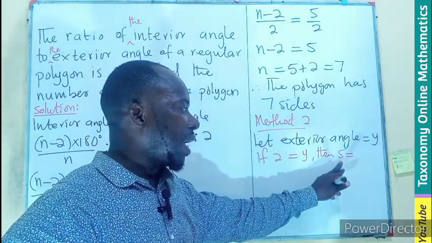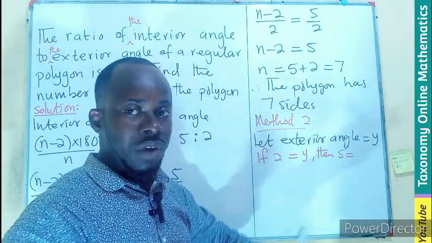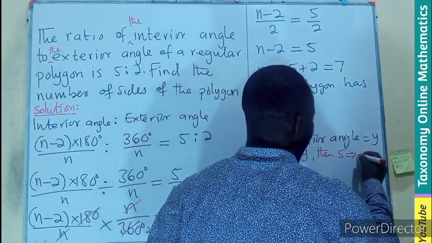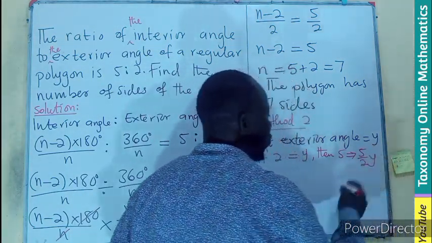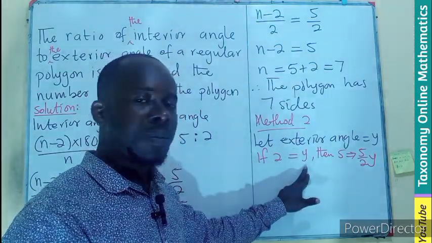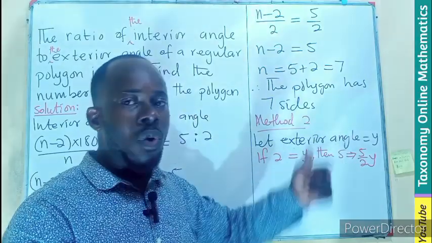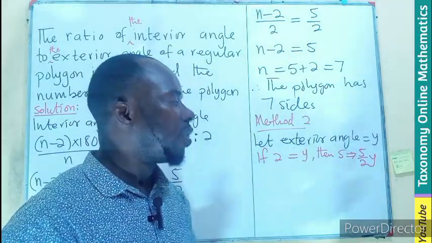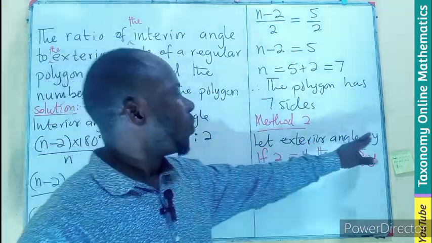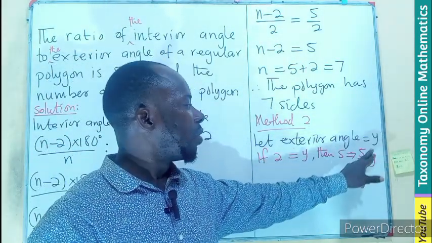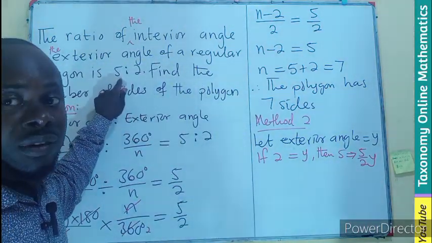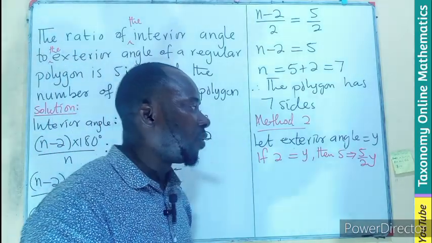Then the 5 will also correspond to something. So if more, let's divide, or we pick a ratio of that, and that will give us 5 on 2 times y. Don't forget, if you create a proportion, this is to this equals 5 is to what you are looking for. The proportion will give you 5 divided by 2, then multiply by y. So we know our exterior angle, and we know the interior angle, because the 5 corresponds to interior and 2 corresponds to the exterior.